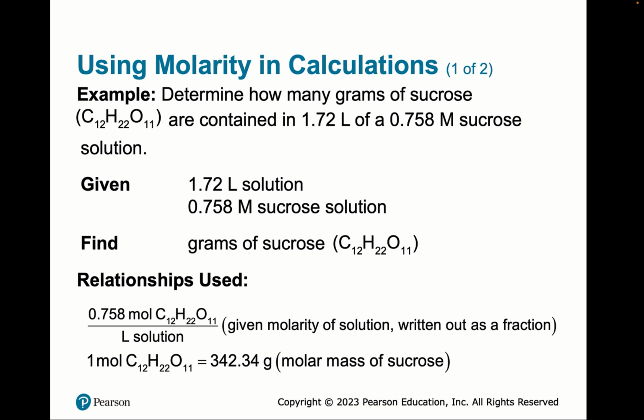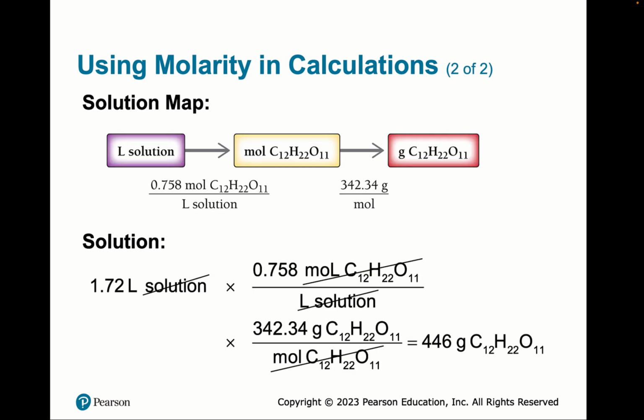So we have to use some of the previous things to figure out the molar mass of sucrose. You already know how to do this using the periodic table. If this has not been given to you, you can use the periodic table for this. So the idea here, we take the volume of solution times the concentration, that tells us the number of moles. Then we multiply by the molecular weight to give us the mass. And doing that, we get 446 grams of sucrose from this.